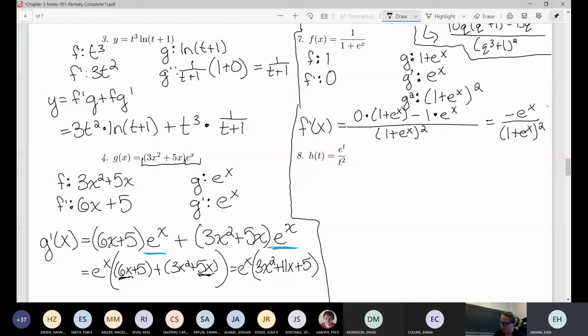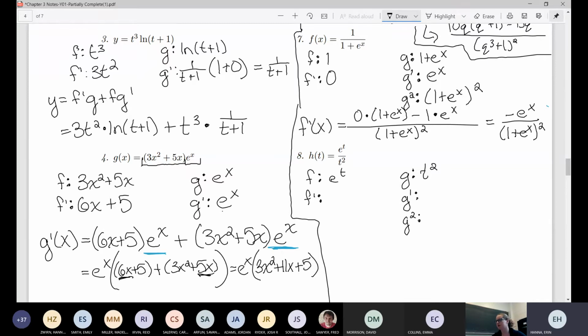Number 8, we also have another quotient rule. This is another one where it wouldn't be too bad to change it over to a product rule if you really wanted. But again, it's about the same amount of time either way. So let me just write these out really quick.